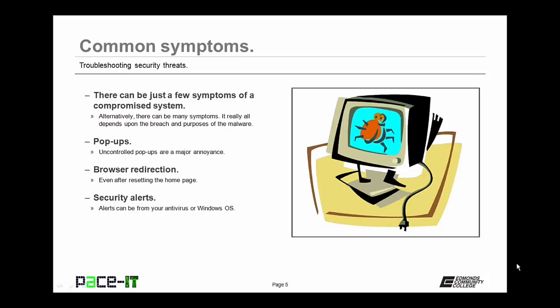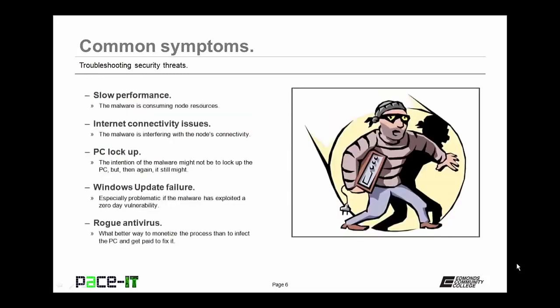You may be experiencing uncontrolled pop-ups, browser redirection, even after you reset the home page. You may be getting security alerts from either your antivirus or from the Windows operating system. Unusually slow performance also points towards a malware infestation. You may be having internet connectivity issues because the malware is interfering with the node's connectivity. You might be experiencing unusual PC lockups. Things just freeze on you. That's another indication that you might want to investigate further.